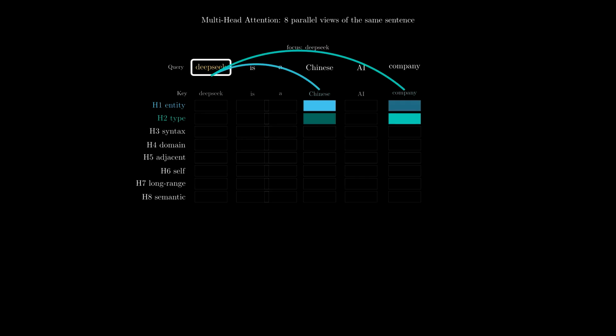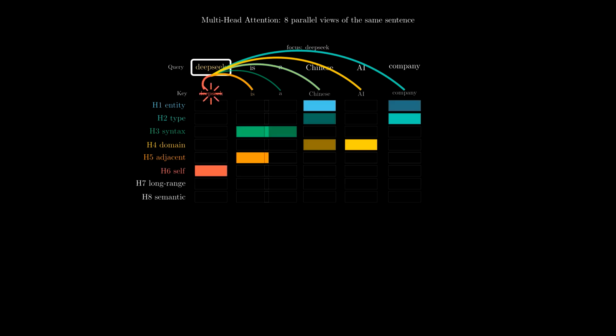Head 2 and 3 focus on grammar and syntax, watching surrounding word roles. Heads 4 and 5 track local domain context and immediate neighbor tokens. Head 6 monitors self-identity, while Head 7 captures long-range dependencies across the sequence. And Head 8 evaluates high-level semantic meaning, giving us 8 parallel representations.